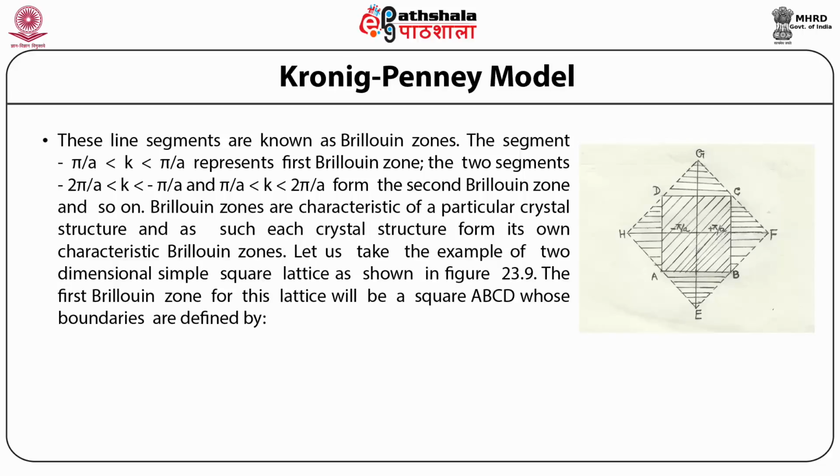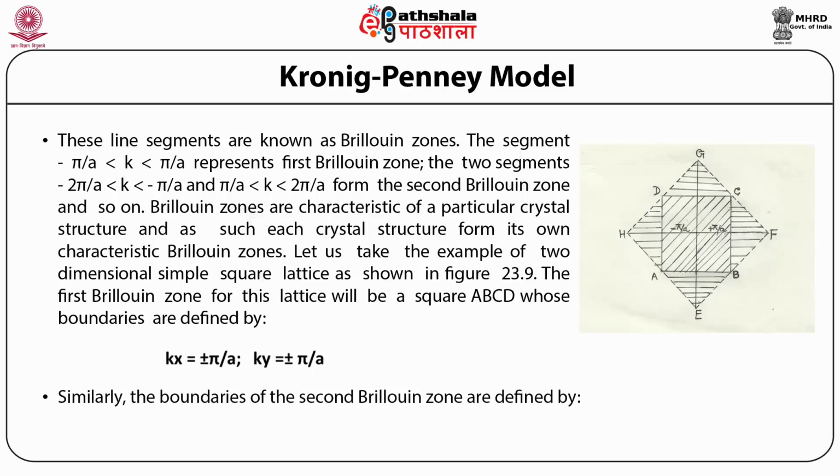Brillouin zones are characteristic of a particular crystal structure, and as such, each crystal structure forms its own characteristic Brillouin zones. Let us take the example of a two-dimensional simple square lattice as shown in figure 23.9. The first Brillouin zone for this lattice will be a square A, B, C, D, whose boundaries are defined by kx equal to plus minus pi by a and ky equal to plus minus pi by a. Similarly, the boundaries of the second Brillouin zone are defined by plus minus kx plus minus ky equal to pi by a, as represented by the diagram E, F, G, H.